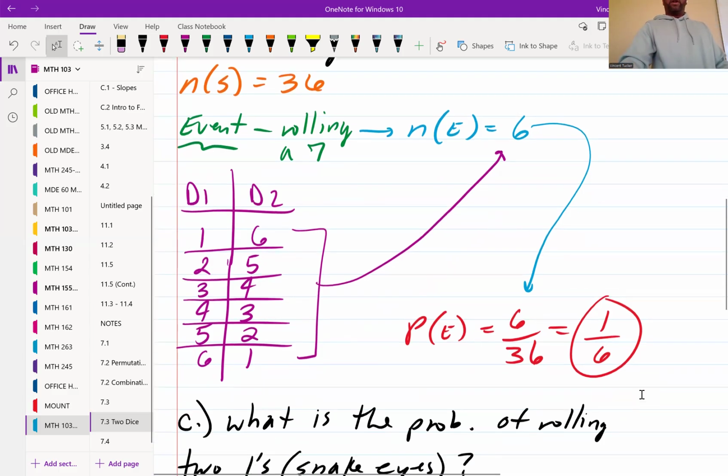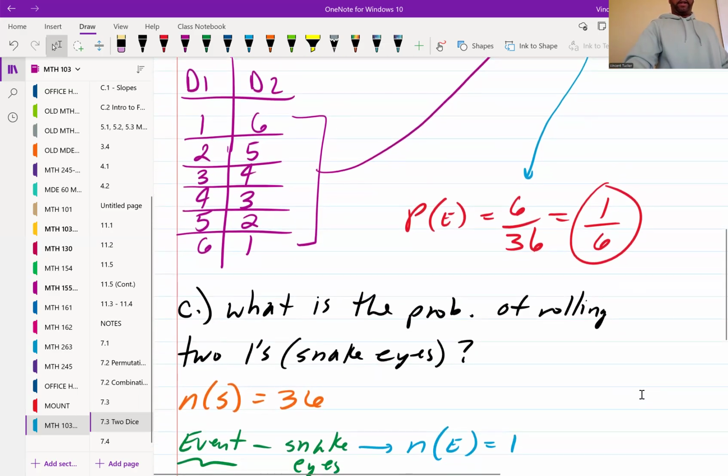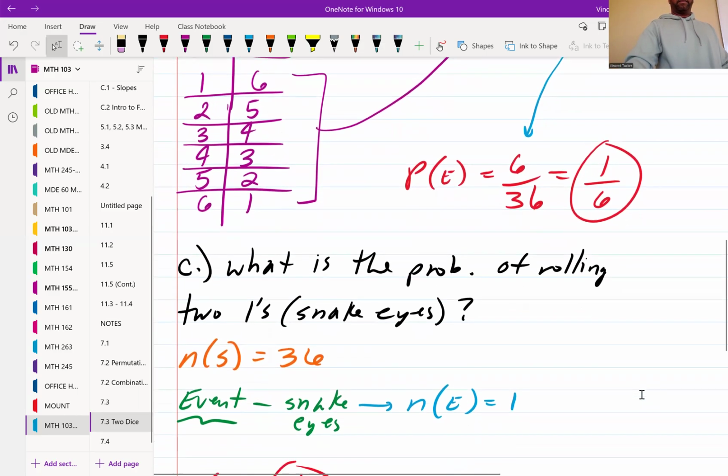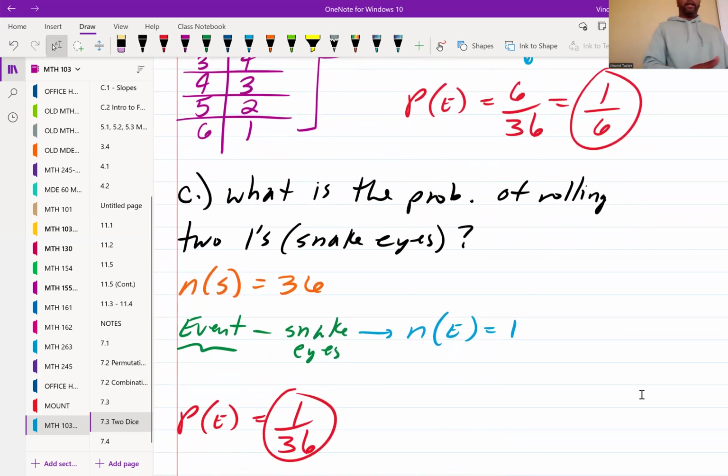All right. So C, what is the probability of rolling 2 1s? In other words, snake eyes. There's only one way of getting snake eyes, or 2 1s. That's when die 1 is 1 and die 2 is 1. Outside of that, there's no other combination. So once again, our sample space is 36. Rolling snake eyes is just 1. There's only one way of doing that, so our event number is 1. So that's 1 over 36. That's your probability.